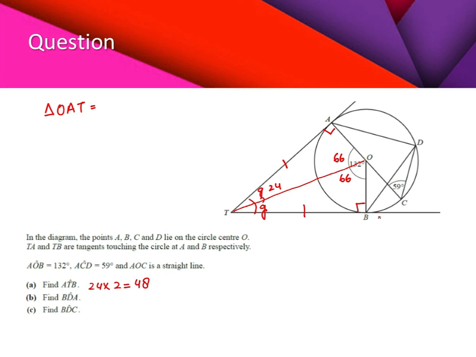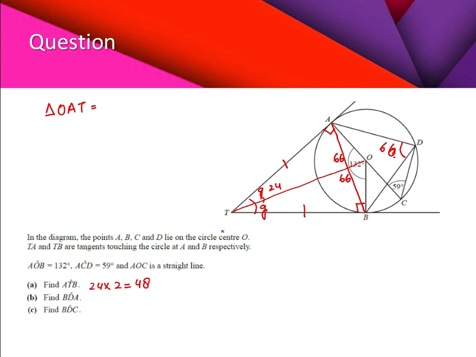Then the next angle is angle BDA. Angle BDA means we have to find this angle. When we find this angle BDA, we know that this is at the circumference, and we have the angle at the center, which is 132. If we join AB, this is a chord. So the angle at the center is twice the angle at the circumference. So if we divide 132 by 2, we will get the angle at the circumference. So this angle is 66.